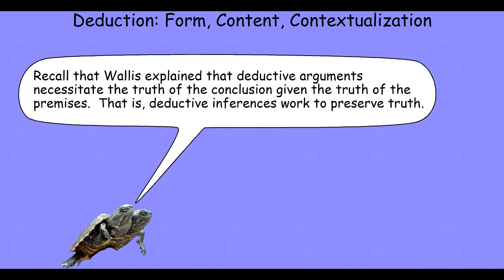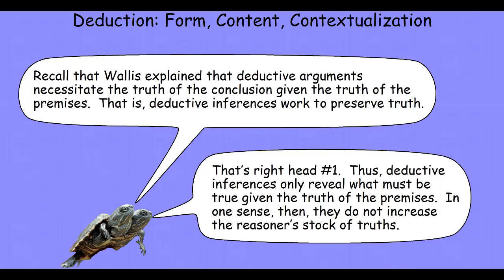So good deductive arguments as well as good deductive inferences are such that if the initial information is true, the argument is good, it necessitates the truth of the conclusion. So they put the premium on truth preservation. And as a result of that, they trade off inferential power. So deductive inferences preserve truth.